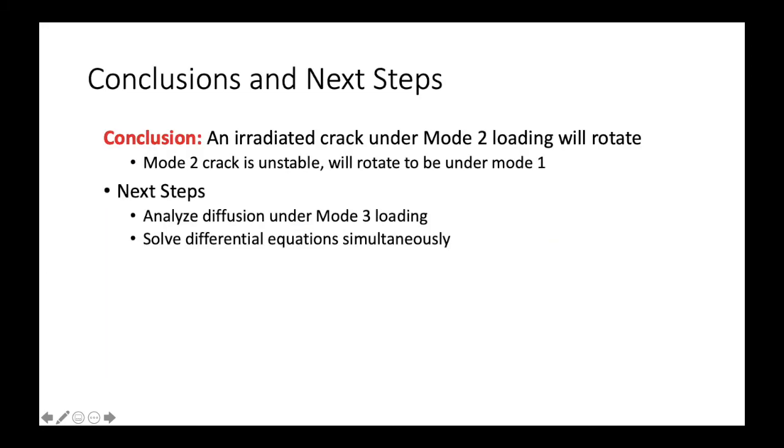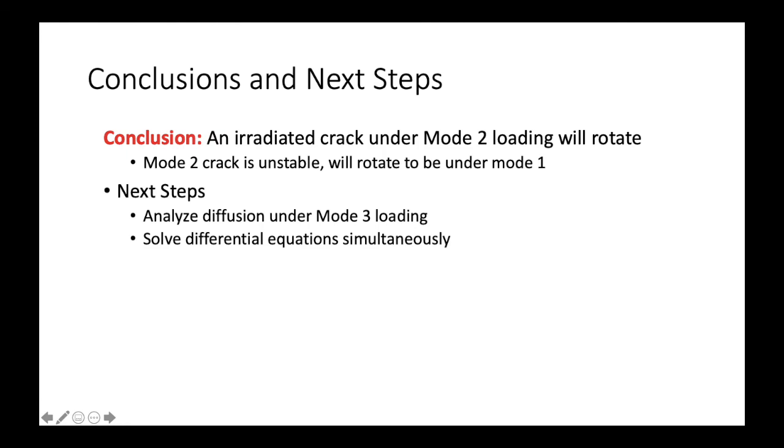As a result of some corners having relatively higher fluxes of defects under Mode 2 loading, a crack under Mode 2 loading that is subjected to intense radiation is likely to rotate. Under radiation, this would mean that a Mode 2 crack is unstable, and is likely to rotate until it is completely under Mode 1 loading, which is a stable conformation. This motion is a result of the anisotropy from Mode 2 loading and is entirely unique to this loading condition.